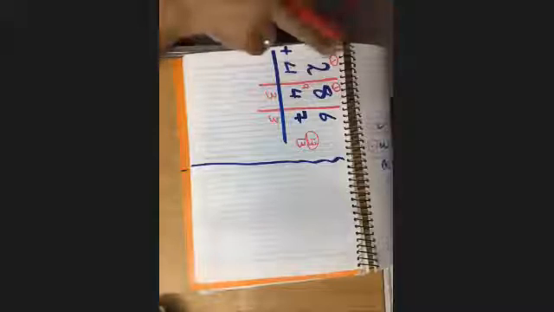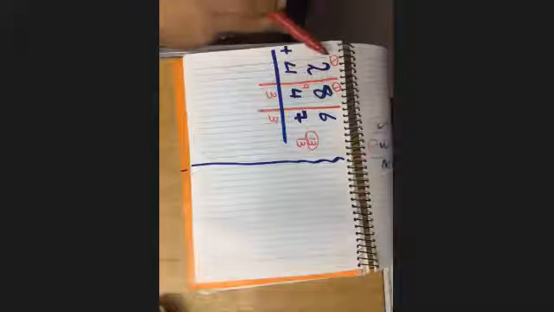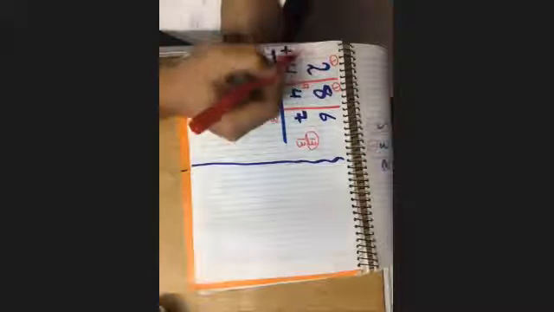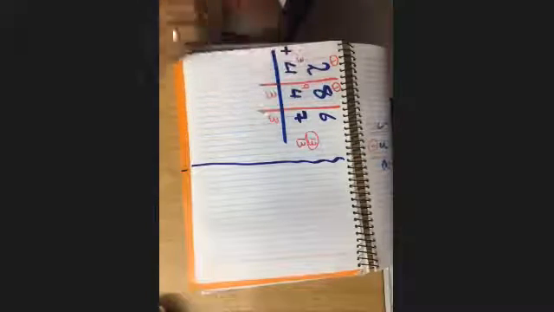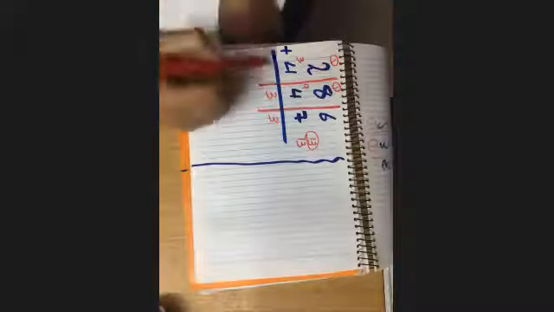We need to add 1 and 2. 1 plus 2 is 3. These two numbers together. 3 plus 4 is 7. Okay, thank you.